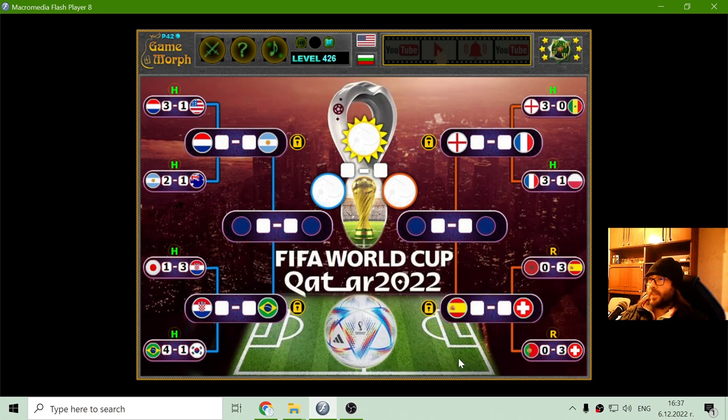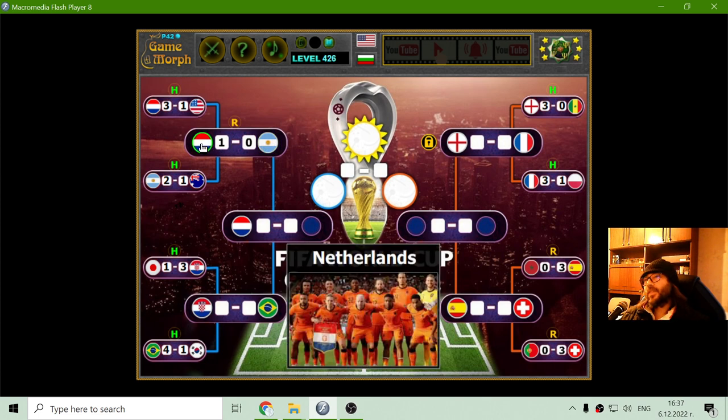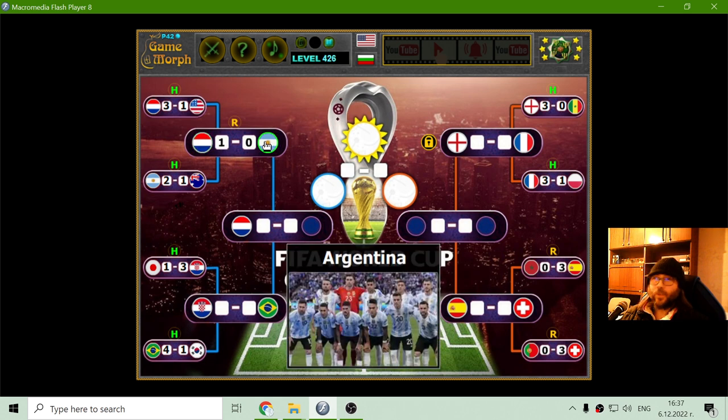Okay. Now, where we have random results, it will be shown with an R, and where we have historical, it will be a green H. From now, I can make only the prediction, so let's see what my computer will say. Who will be the champion here? So, we play France against Argentina, which France should win with 1-0.